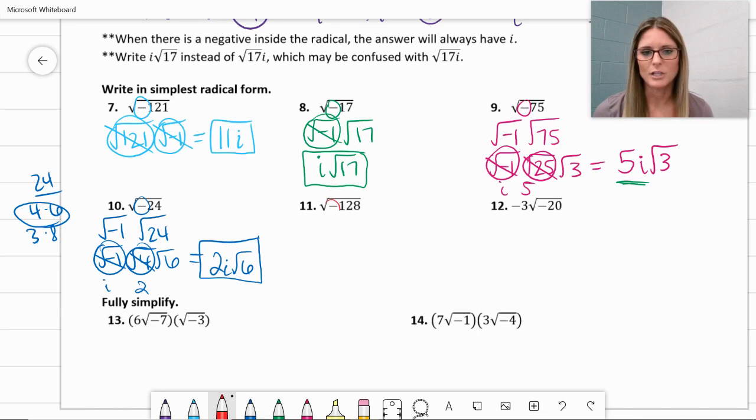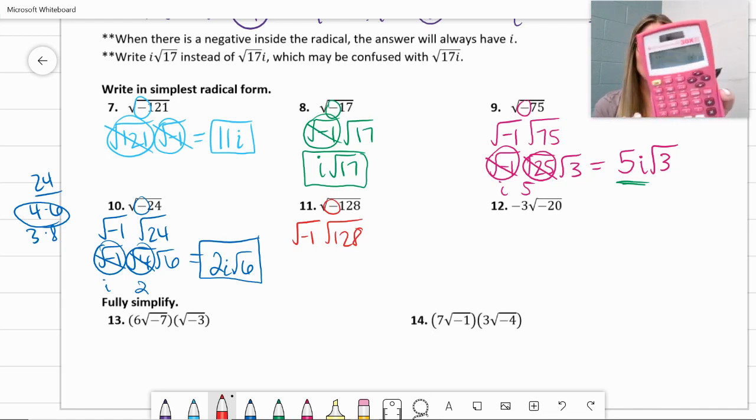Number 11, pesky negative. I've got a -1, positive 128. You can take your calculator. If I did 128 divided by 4, it gave me 32. 32 is still pretty big. I think I can go bigger and get a faster simplification. So 128 divided by 9. No. 128 divided by 16, 8. Can we do better?